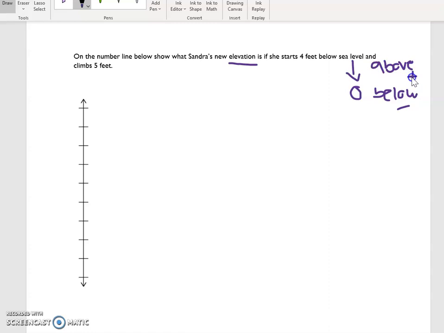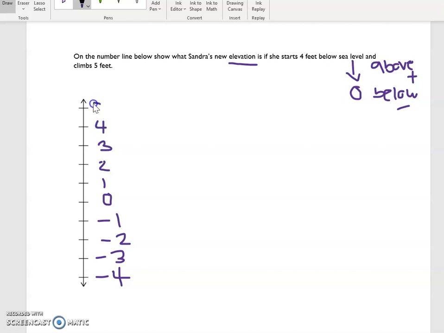In this problem, we're starting at 4 feet below sea level, and we're going to climb, which means I'm going to go up 5 feet. So the -4 will be my starting point, and then I'm going to go up from there. To complete this number line, if I have -4 here and I'm moving up through negatives, it's like I'm counting backwards. So -4, -3, -2, -1, then our 0, and then above our 0 is back to our positive numbers.